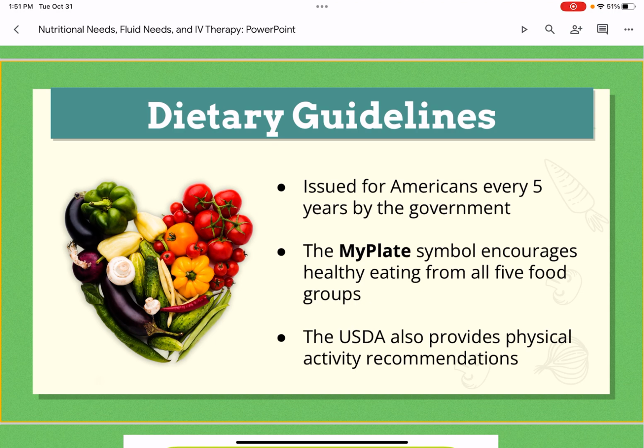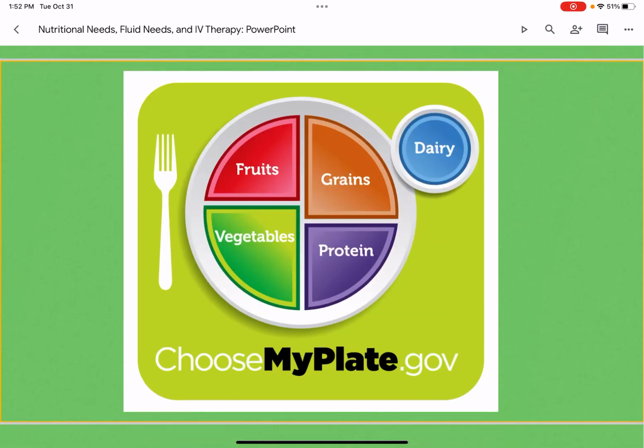The USDA recommends that older persons follow the physical activity guidelines for adults. They should be as active as possible. Exercises that maintain or improve balance are helpful for persons who are at risk for falls. This is a picture of the My Plate, and it shows how the different food groups should be portioned out.